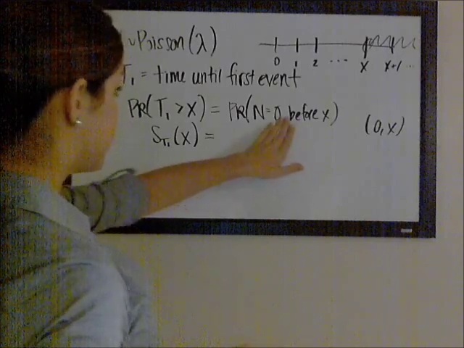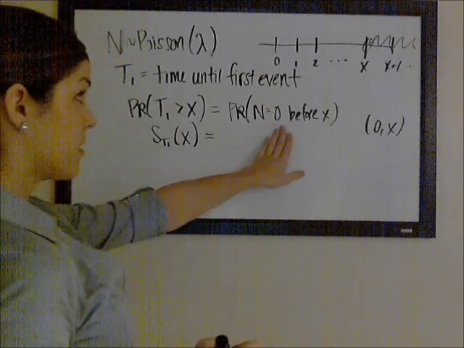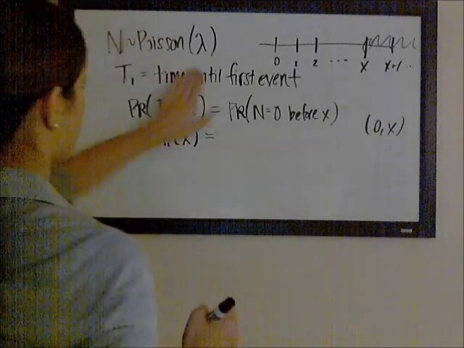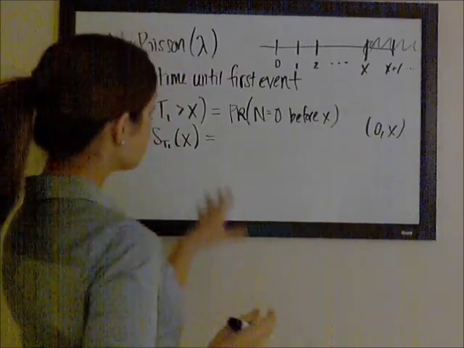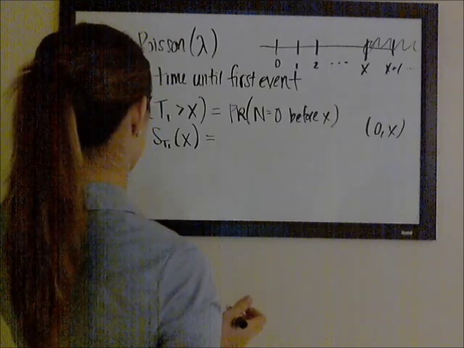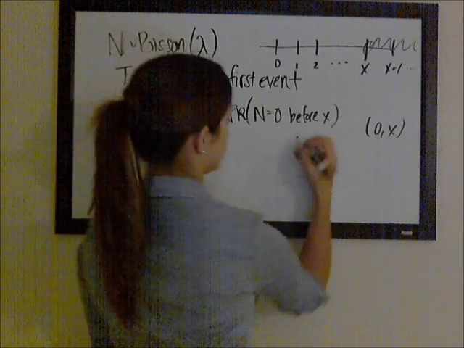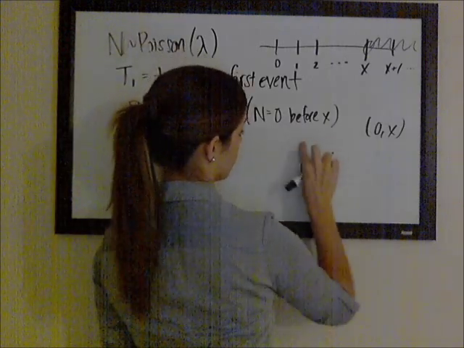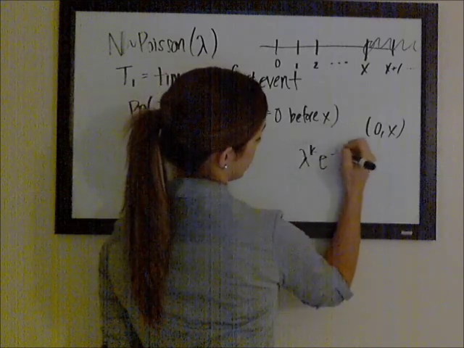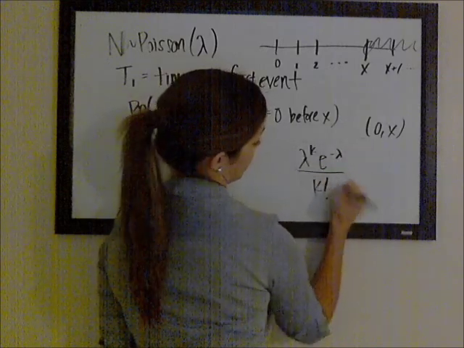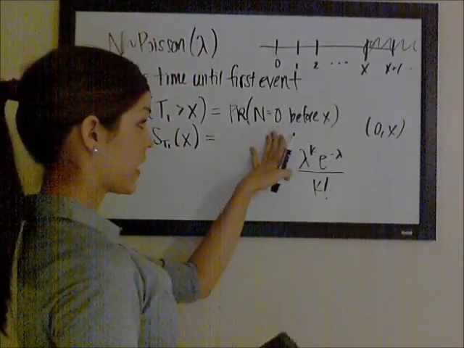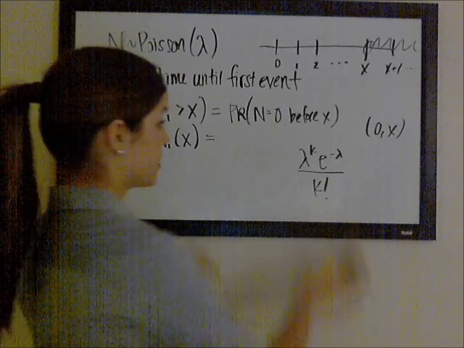Okay, we said that this is the probability of no events happening on this interval. Our events occur at the rate of lambda. We know that the probability of a certain number of events occurring, if that number of events follows the Poisson distribution, is lambda to the k, e to the negative lambda, over k factorial. So the probability of 0 events occurring simplifies down to e to the negative lambda.